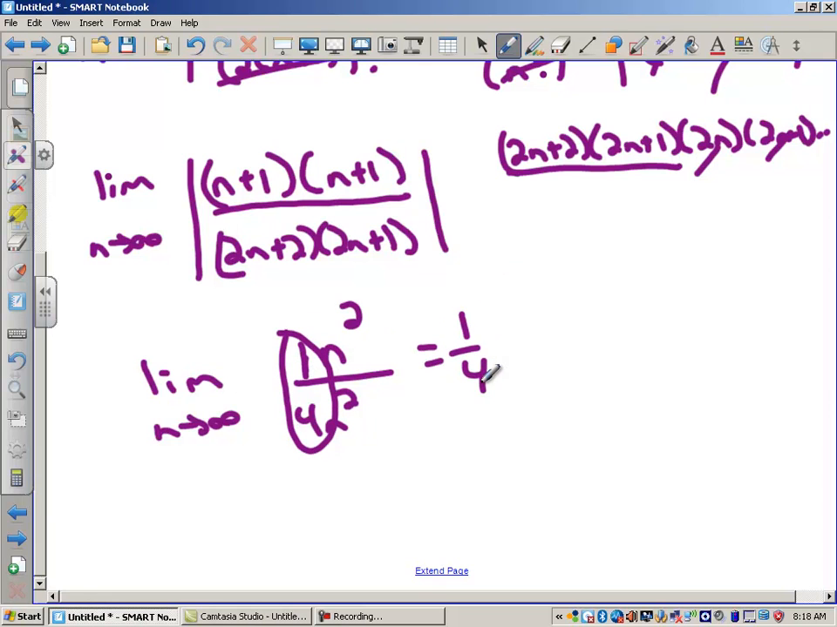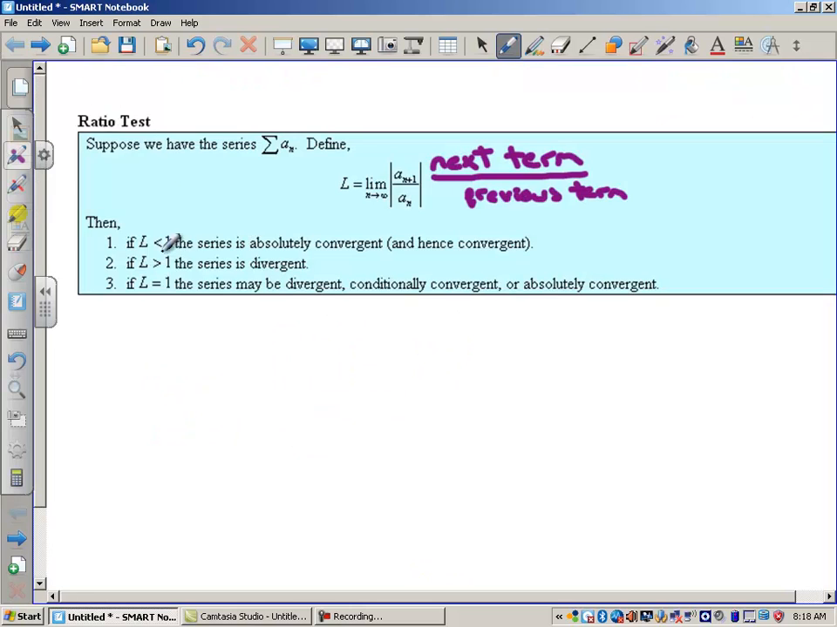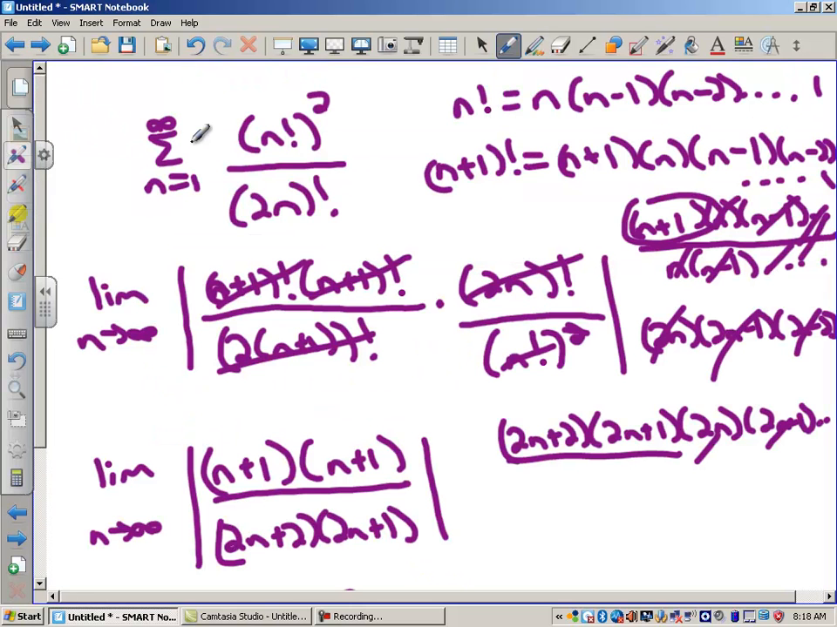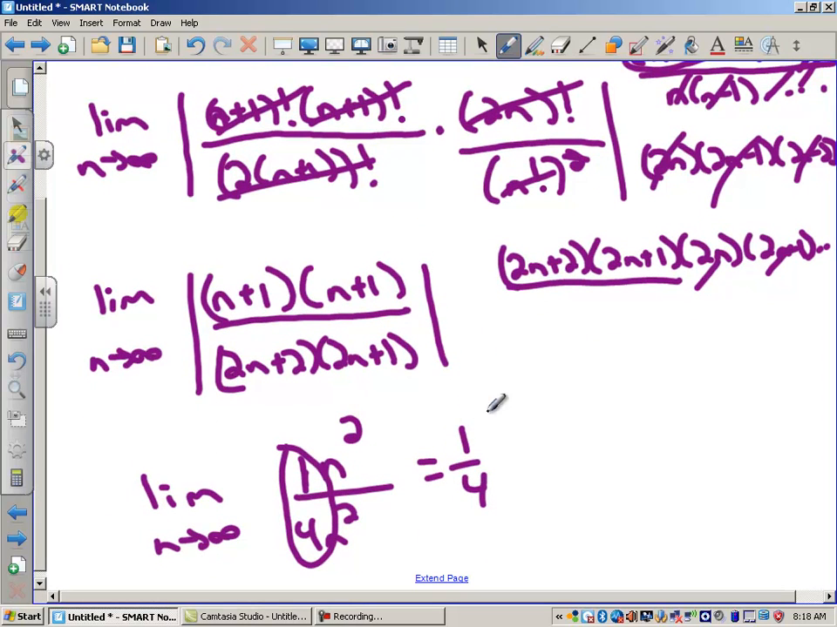Now what did I get? I got a number that was smaller than 1. That means that this series right here is a convergent series. So the series converges. Now that was some pretty intense work with factorials, but you need to get used to that. Let's take a look at another example.